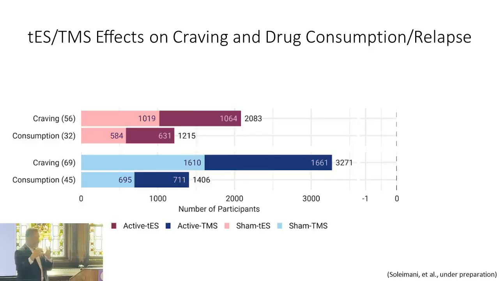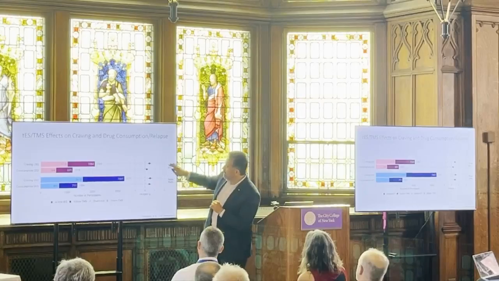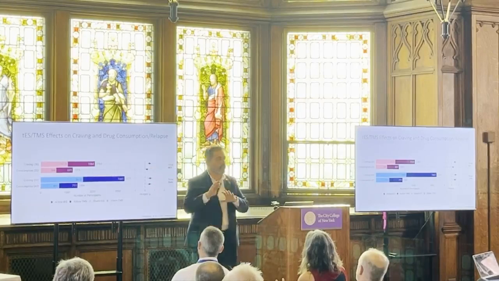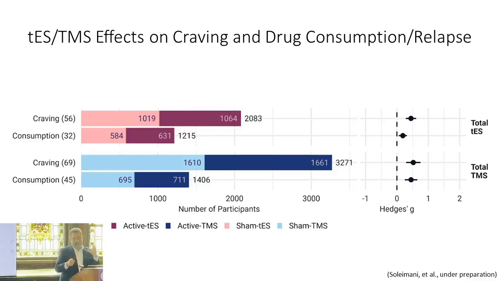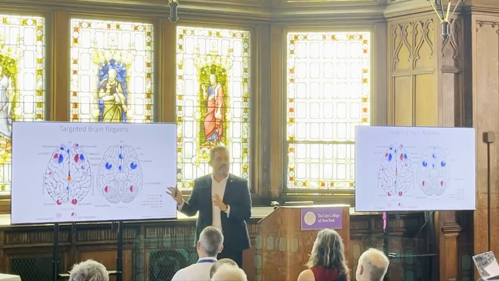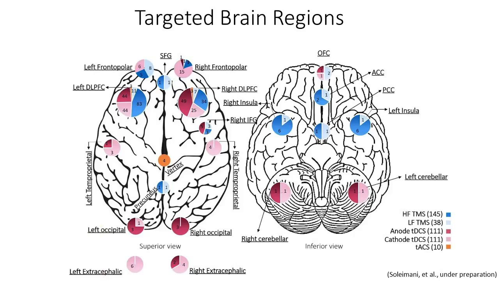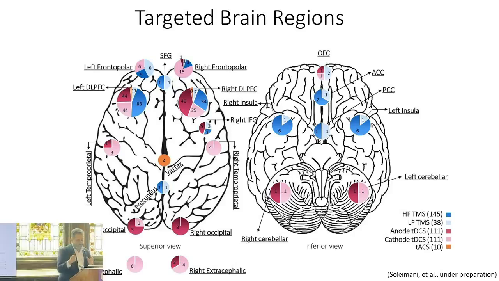So the field is growing, but as you can see, this is the meta-analysis. There is a mild to moderate effect for TMS and a mild to moderate effect for TES on craving and consumption. So there is a signal there, but the challenge is that when you go to the details of those studies, they are targeting multiple different areas around the brain. It is not just about one single area. Sometimes they are shooting in the dark in terms of what would be the right target.